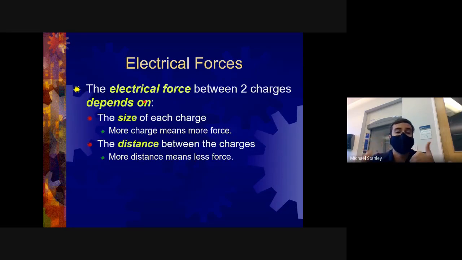So again, the strength of the electric force depends on the size. More charge means more force. And the distance. More distance means less force. So the further away, less force. Close together, more force.